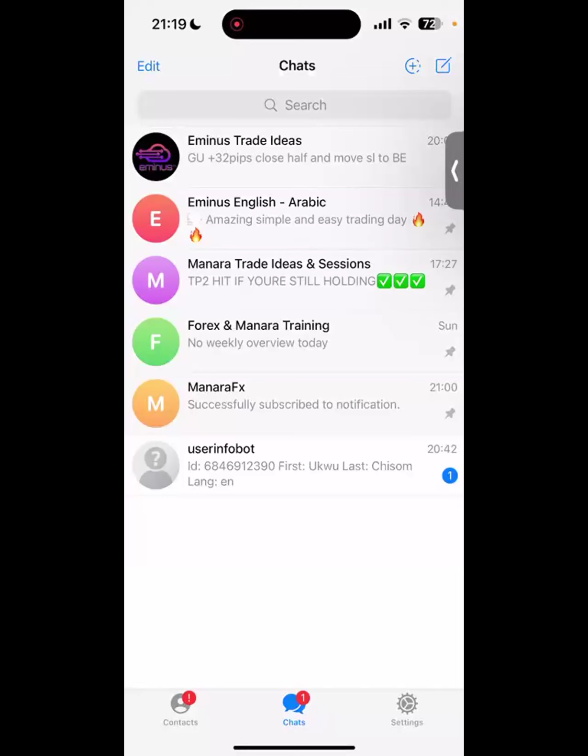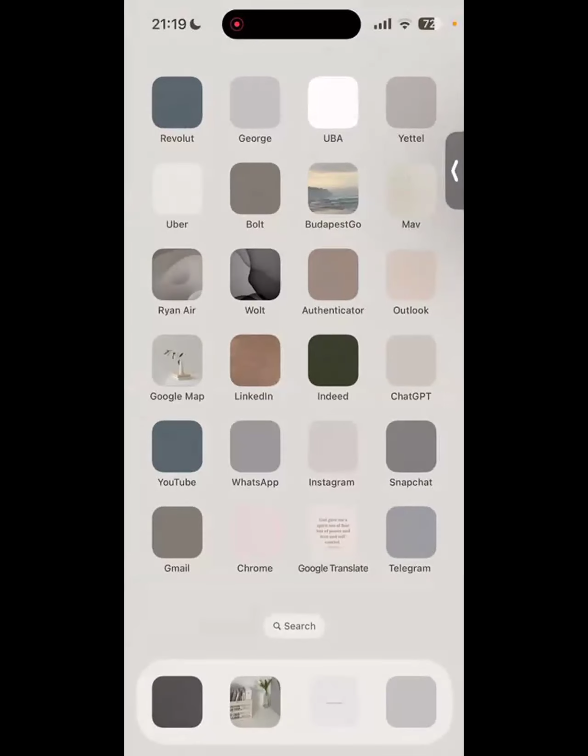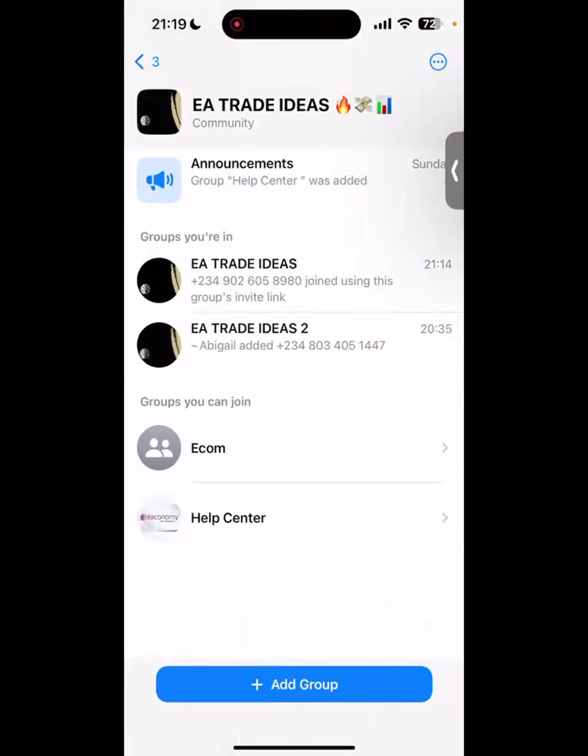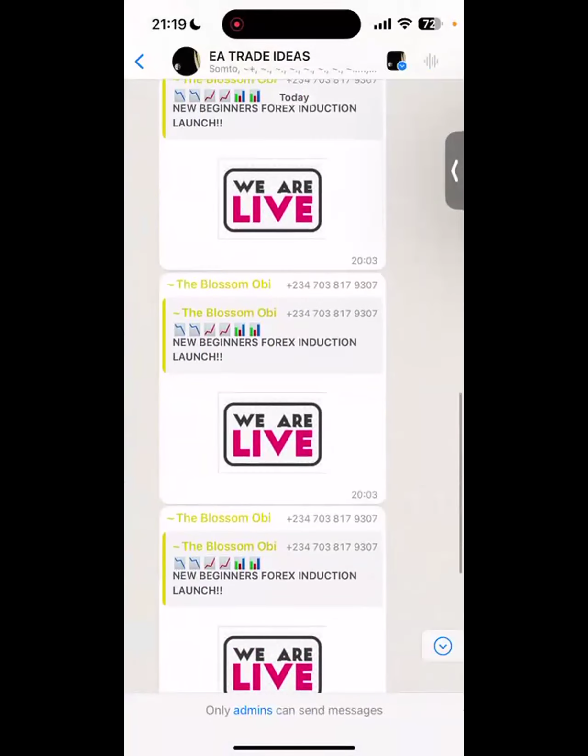So please, let's go to the WhatsApp signal group. I'm not going to use Telegram because we can't see it. There's a security measure, so I can't use that to teach us the copy and paste. So please go to the WhatsApp signal group, EA Trade Ideas. Move, Chisom, move. Oh, okay. Okay, so scroll from today.